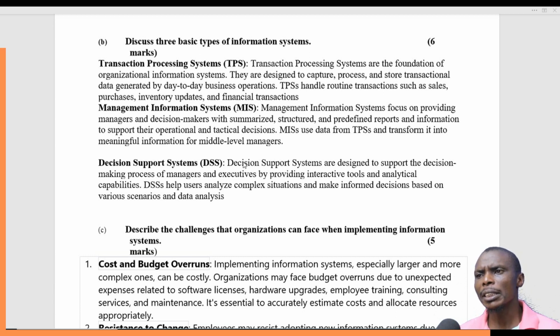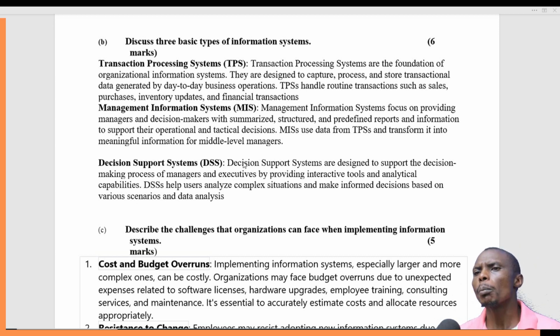So this transaction processing system handles what we call routine transactions, things that are done daily within an organization, such as sales, purchases, inventory updates, and even financial transactions. So those are daily routines. They are handled by these transaction processing systems, and these transaction processing systems are able to get this information from raw data, from raw facts, and input it for processing to get the output.